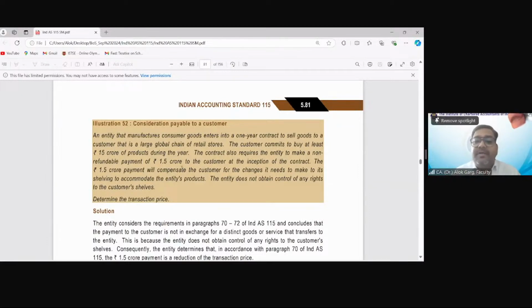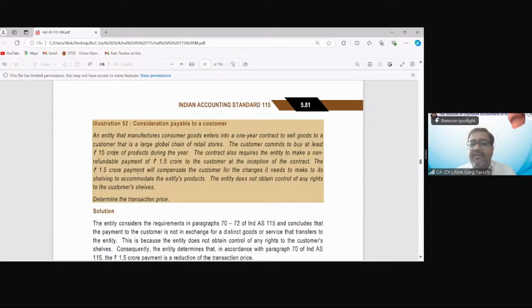So this departmental store has given a commitment to the entity that I will purchase 15 crore rupees of product from you during the year. The contract also requires the entity to make a non-refundable payment of rupees 1.5 crore to the customer at the inception of the contract. And this entity who is selling goods and services to the DMart is also paying rupees 1.5 crore to DMart itself, right? Why?